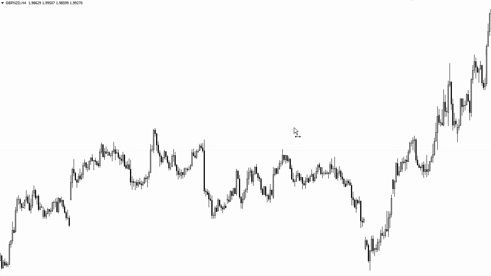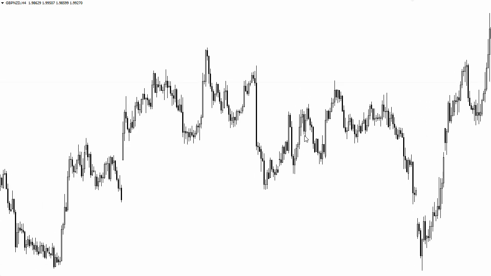Now as we come back here, you'll notice that this area looks pretty good, and I'm going to go ahead and draw some levels here. So we have that lower level there. And this also looks pretty good.